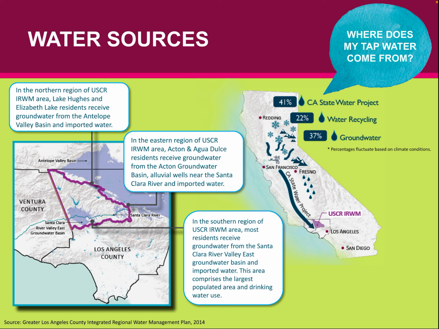So the imported water comprises the 41% of the water, which we get from areas such as Redding, and comes all the way down to our IRWM area. Groundwater is the thing that we talked about, such as the Santa Clara River aquifers and other such groundwater sources. And then water recycling, of course, is another key facet of that.